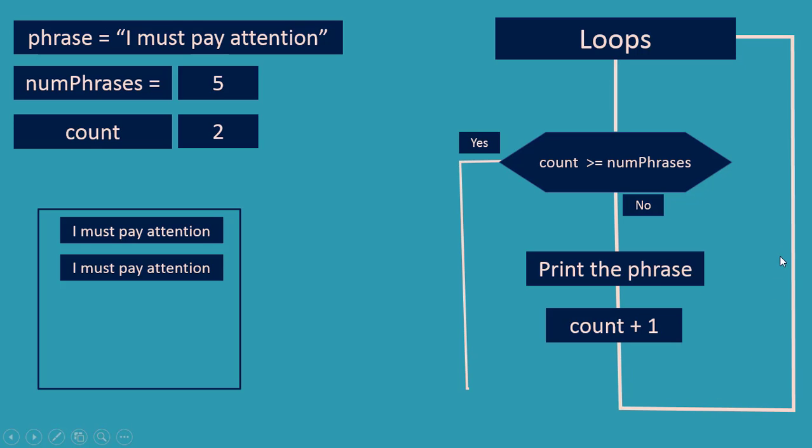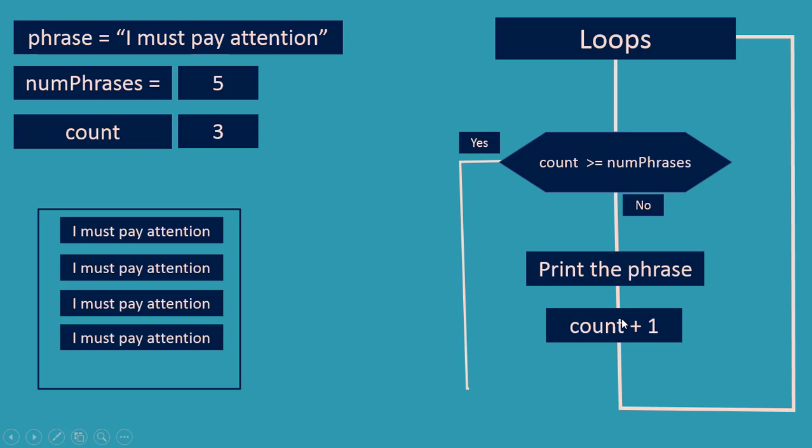The cycle returns to the condition and asks again, "Is counter that is worth 2 greater than or equal to num phrases that is worth 5?" The answer is no, so it will enter the loop again, where it will print the sentence and add 1 to counter. Now counter is worth 3. Is 3 greater than or equal to 5? No. Print the phrase and add 1 to counter. Now counter is worth 4.